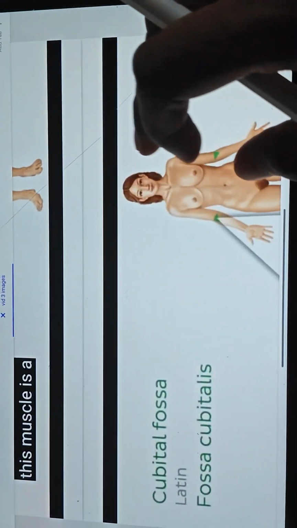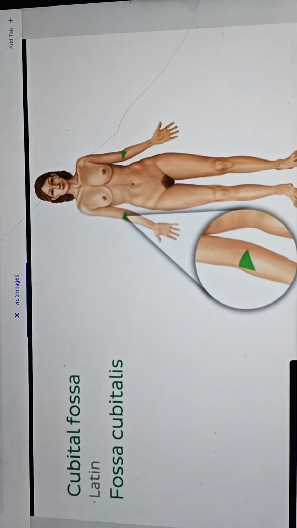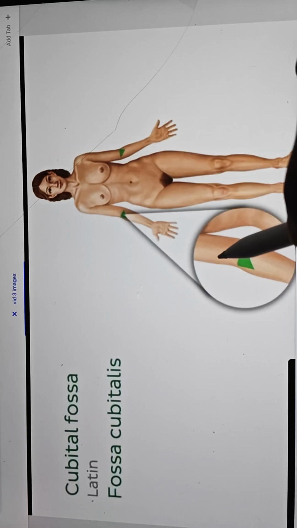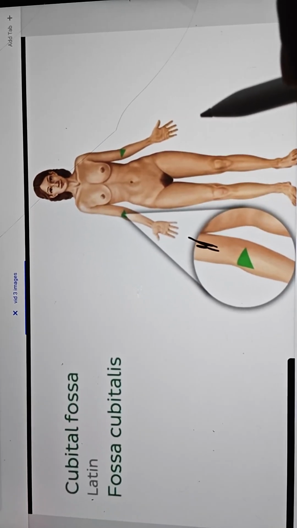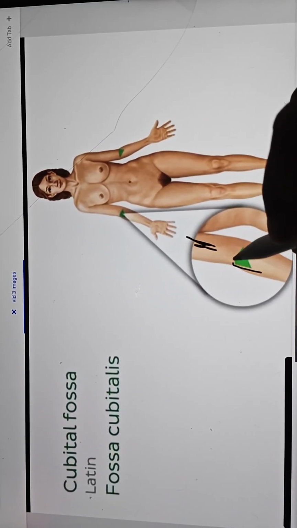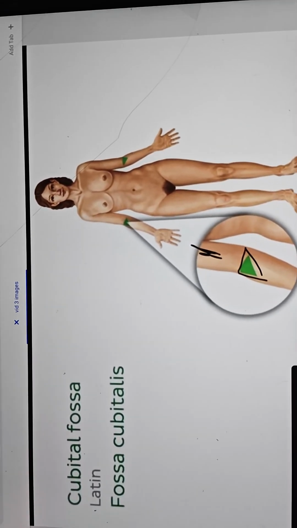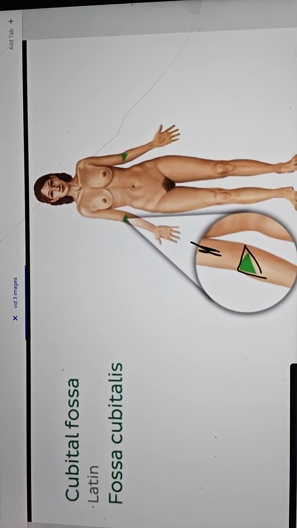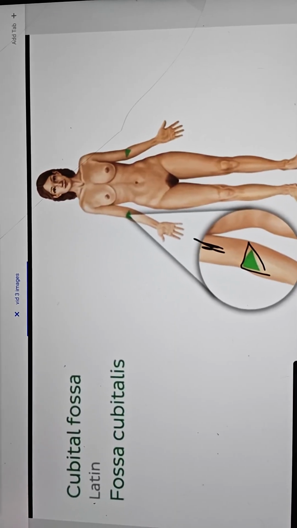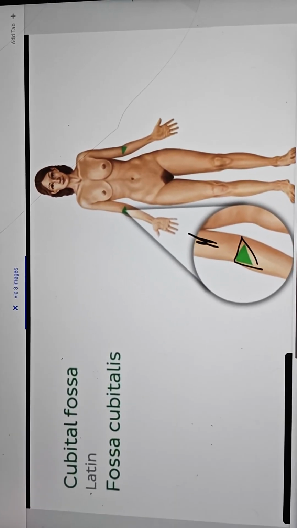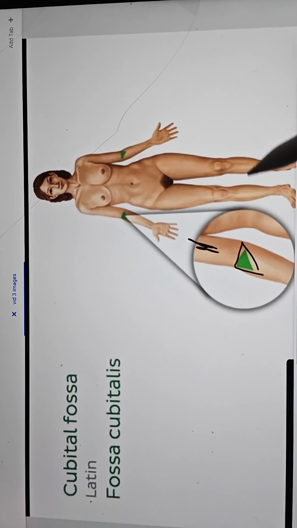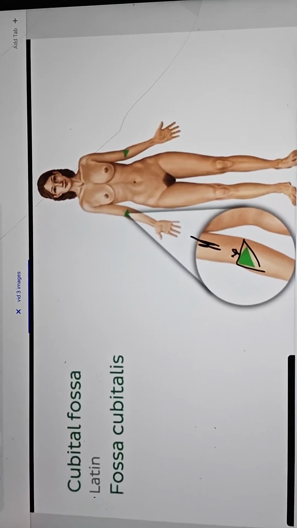Our next landmark is cubital fossa, which is distal to the biceps brachii muscle, and it is a triangular depression. This triangular depression contains important neurovascular structures of the arm and the forearm, as well as tendon of biceps brachii muscle.